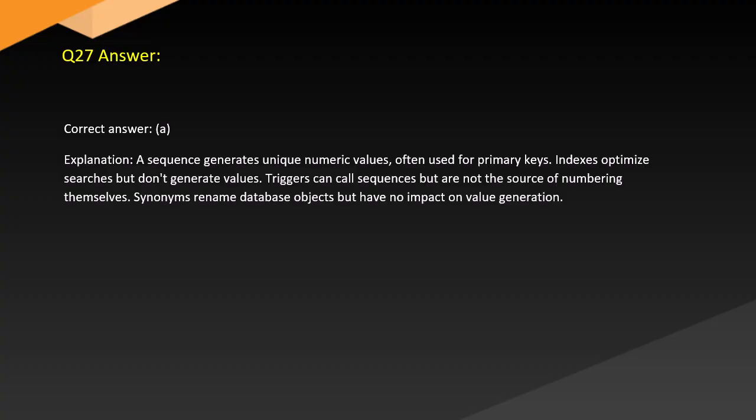Answer. Correct answer: A. Explanation. A sequence generates unique numeric values often used for primary keys. Indexes optimize searches but don't generate values. Triggers can call sequences but are not the source of numbering themselves. Synonyms rename database objects but have no impact on value generation.